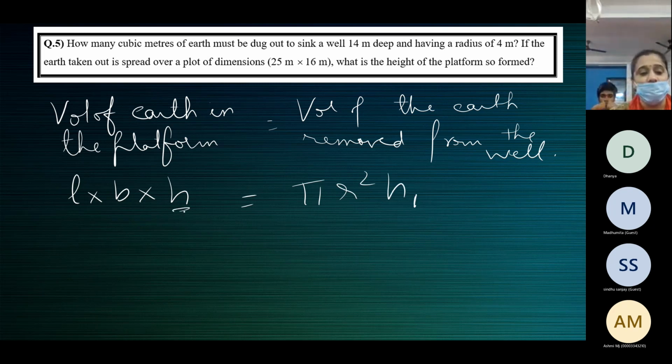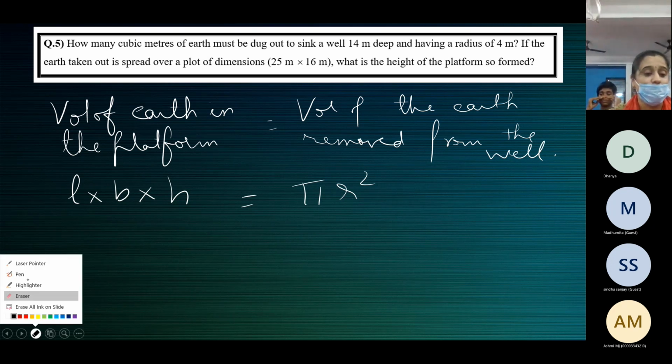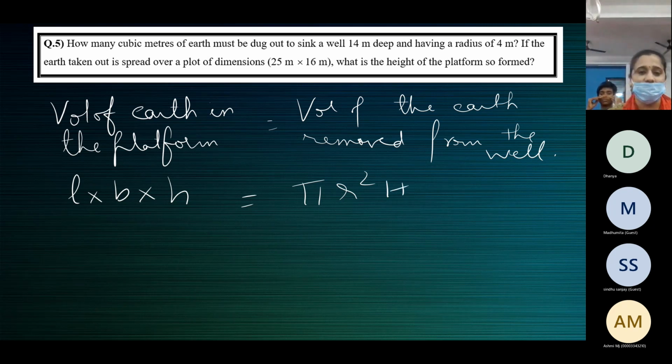You should put h1 because there is h here also. So you should not put h here. This is the height of the platform. This is the height of the well. They are different. So you can even say h1 and h2. Just differentiate. You can even use a small h and a capital H, because the height of the well is more. That's your choice. You can say h1, h2, whatever.